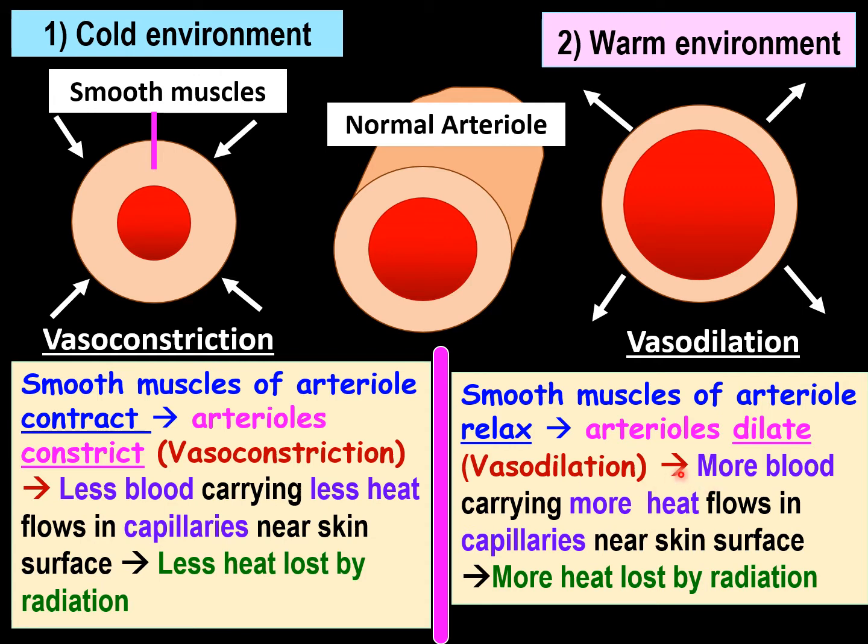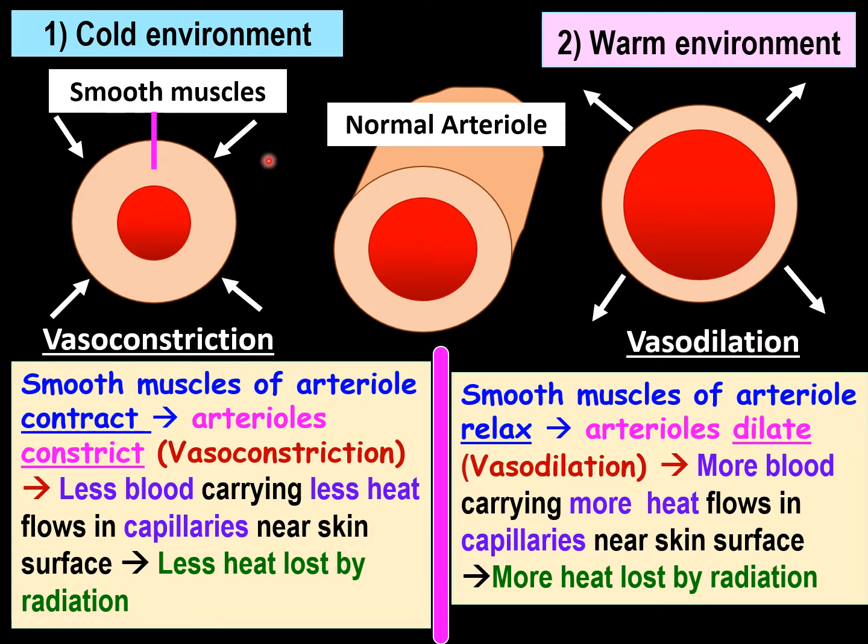This will allow more blood to be carried by the arterioles and also by the blood capillaries, which are branches of the arterioles. So that more blood carrying more heat flows in the blood capillaries near the skin surface, and more heat is lost by radiation and conduction. Okay, so you can see that there's a difference in the size of the lumen when the vasodilation occurs.